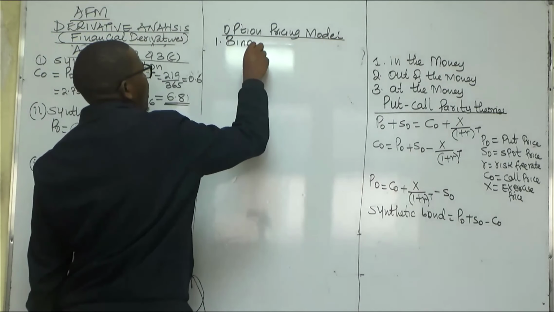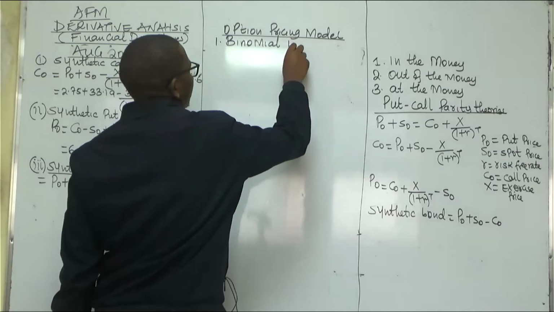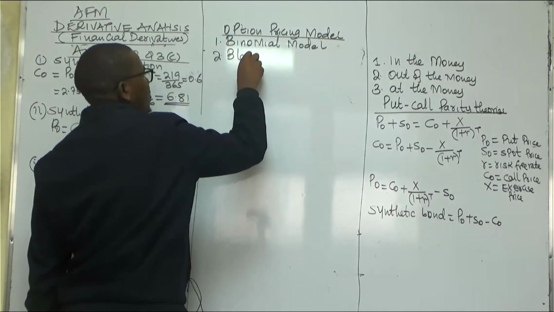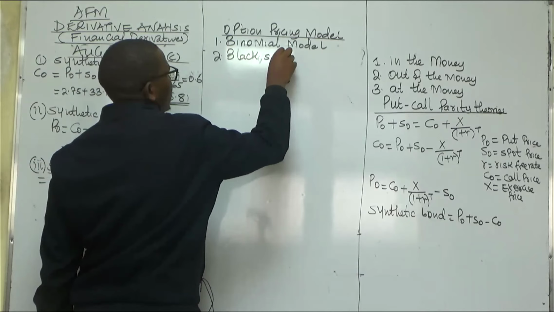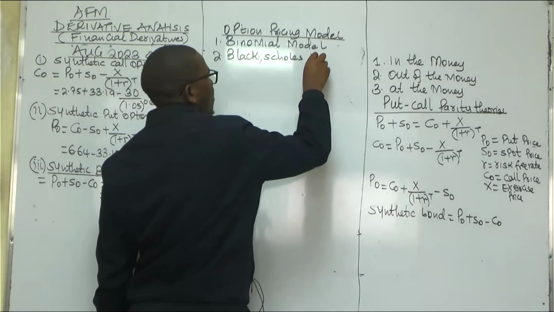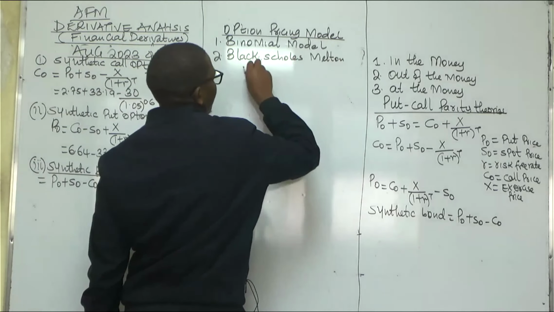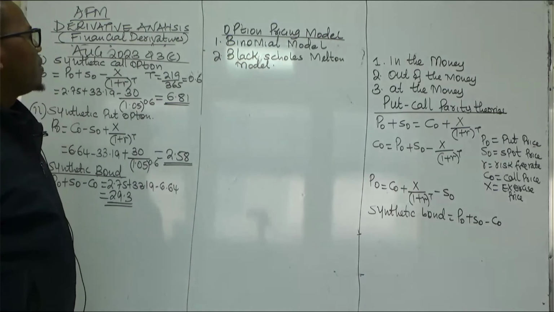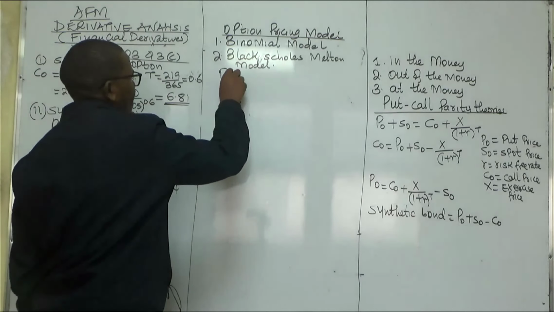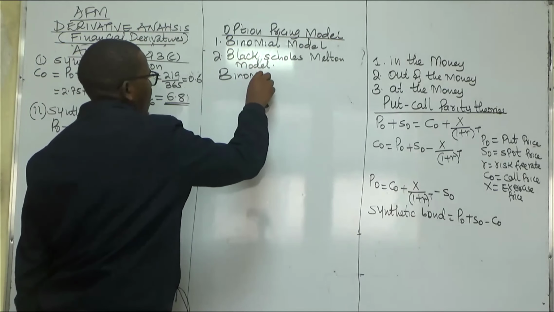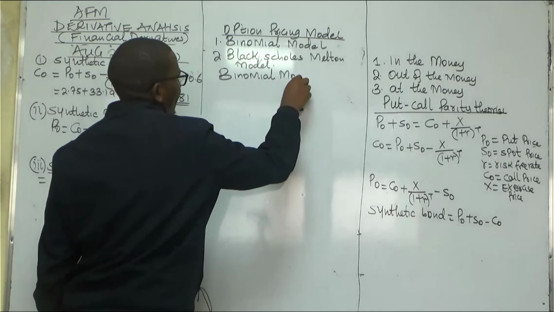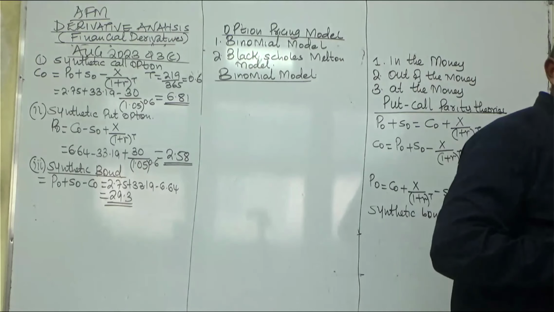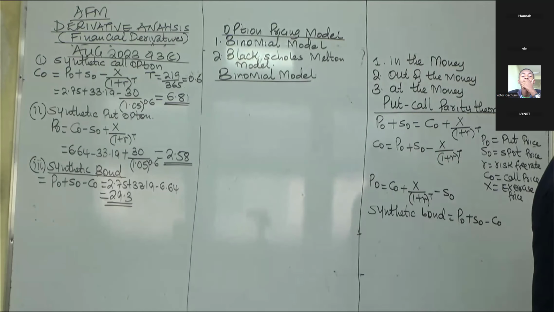There's one we call the binomial model. And number two is the Black-Scholes-Merton model. So we begin with the binomial model.